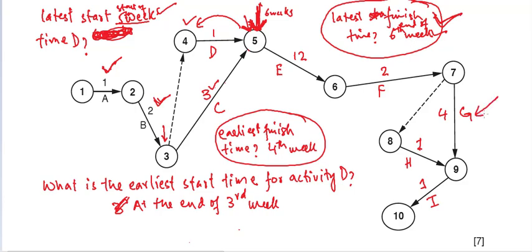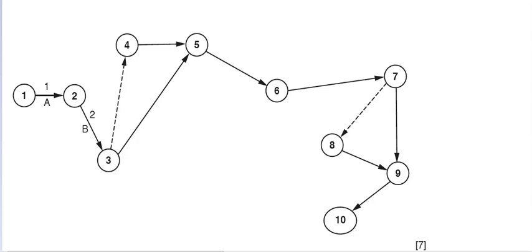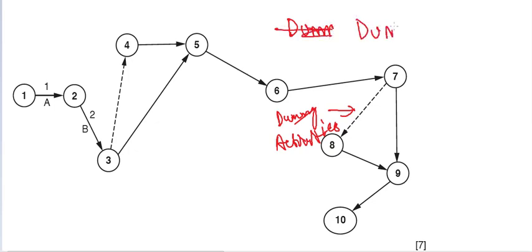And we can do the same for activity G also. And one final question, what do these dotted arrows indicate? These are basically indicating dummy activities. Okay, I don't know what's wrong with my writing here, but it's supposed to be DUMMY, dummy activities.